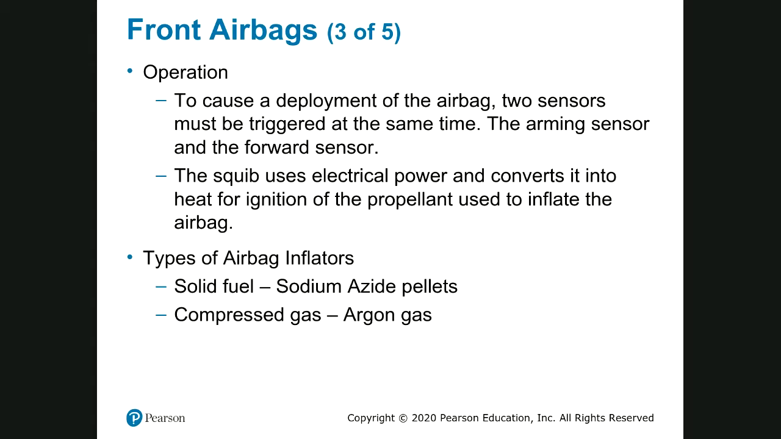Now, the types of airbag inflators. You have solid fuel, which uses sodium azide pellets, and when ignited, it generates a large quantity of nitrogen gas that quickly inflates the airbag. This is the first type used, and still commonly used for driver and passenger side airbag inflator modules. The squib is an electrically heated element, remember that? It ignites the gas generating material, usually sodium azide. And it requires about 2 amps of current to heat the heating element to ignite the inflator.